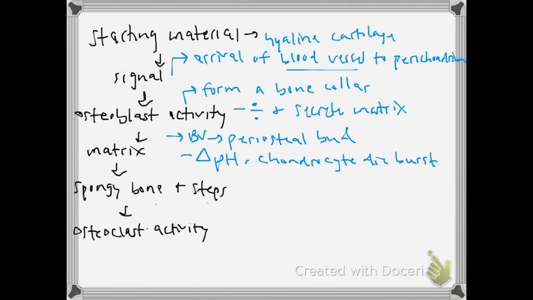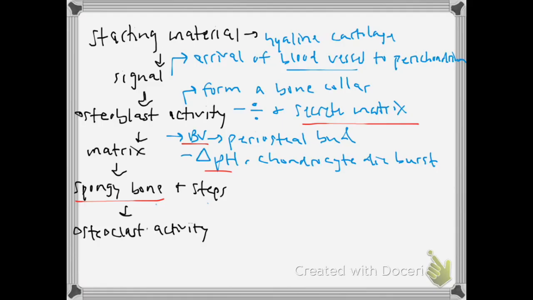So let me change color slightly so we can see this. We know with spongy bone we need our trabecular plates. So whenever we have this secretion of matrix and these blood vessels changing pH, this is where we're getting our trabecular plates. How do we get our red bone marrow this time?